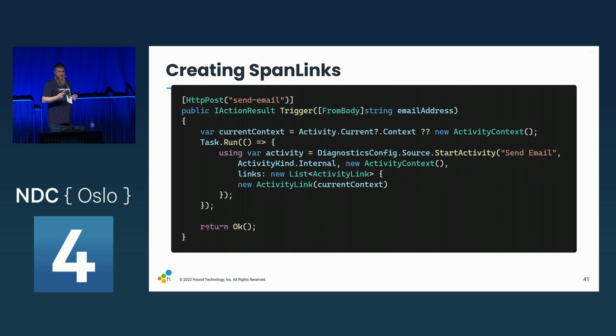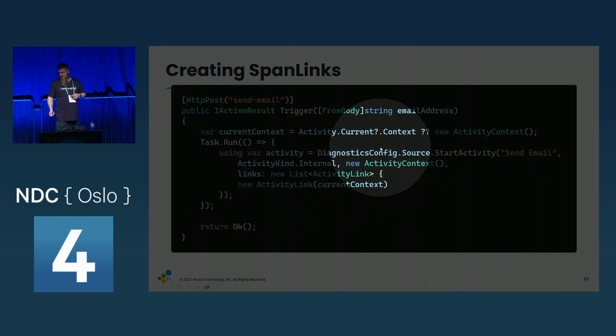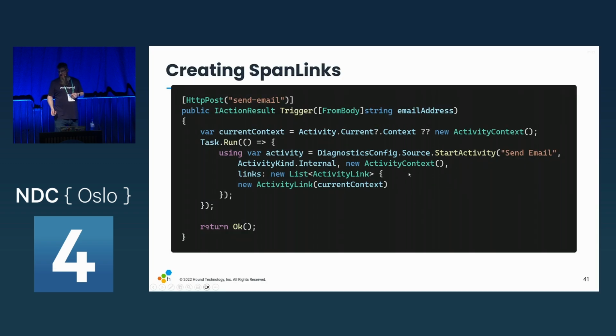So here's an example of doing that. You can see on the top there, what we've actually done is taken out the current context, and then we've used that context to start a new activity in a new process, but we've not allowed it. So you can see where it says new activity context, activity.kind internal, new activity context. New activity context allows us to say, create a new span, but ignore all parents. This one is going to be its own parent. It's going to be a new root span.